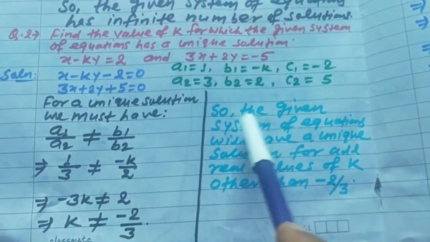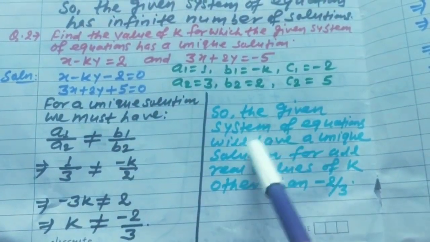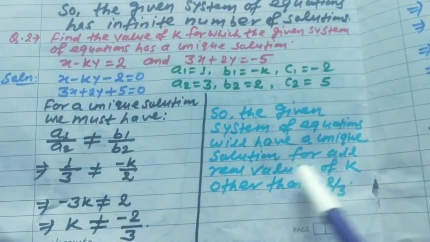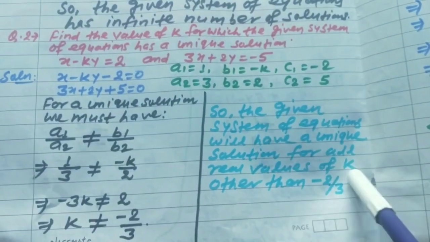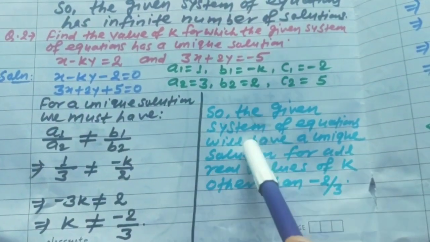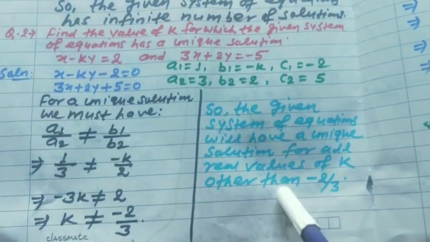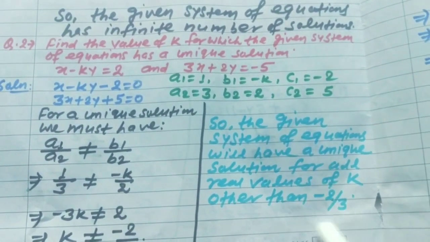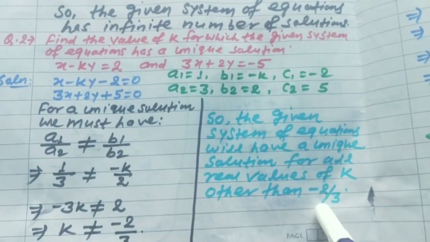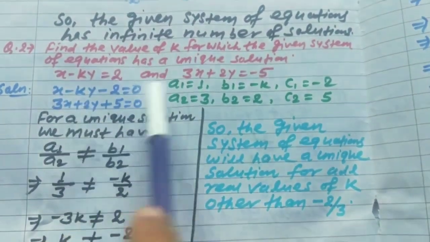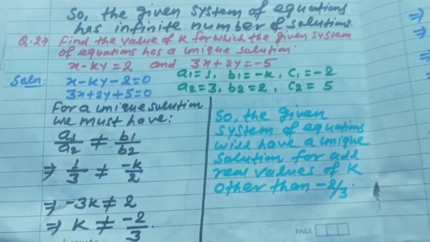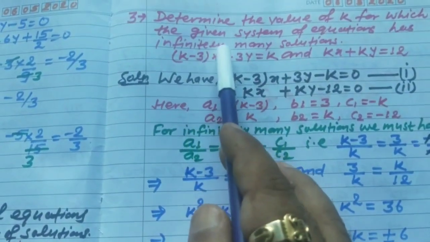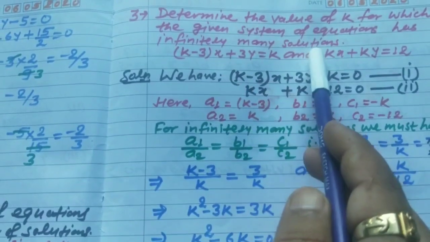So right here the given system of equations will have a unique solution for all real values of k, except minus 2/3. That is also a real number, but except minus 2/3, for all real values of k it will have a unique solution. Now let us see one more question based on infinitely many solutions.